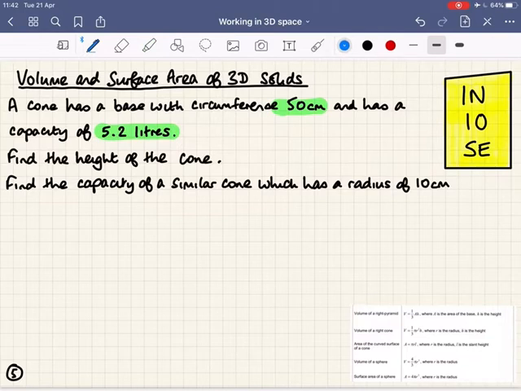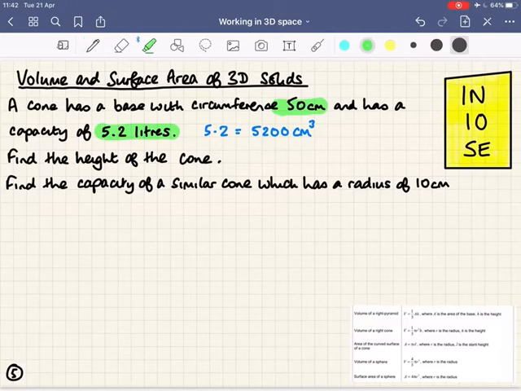Now, 5.2 litres, I'm just going to write that down here, is equal to 5,200 centimetres cubed. And I want to work in centimetres cubed because the circumference is in centimetres. So I'm just making my units of measurement the same to start with. Now, what I also need here is my formula for the volume, because if I've got the volume, I can work backwards to find the height.